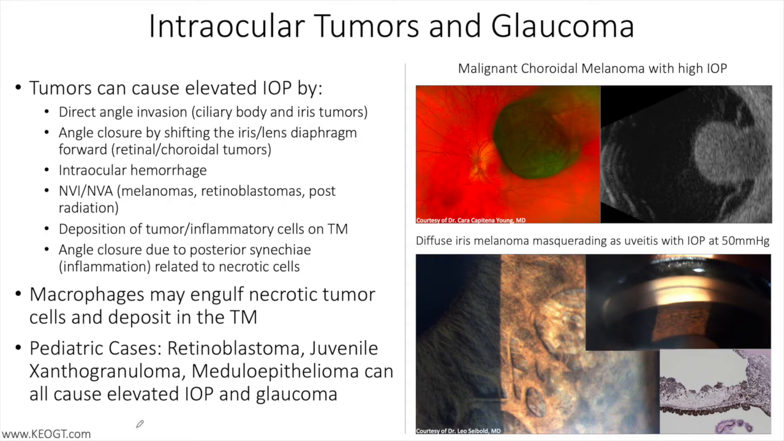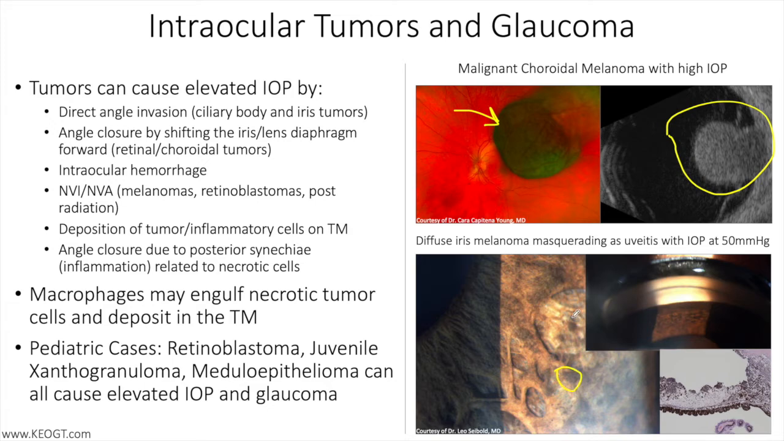I placed a few pictures here on the right-hand side to give you an idea of the different tumors that can be associated with elevation in intraocular pressure. Choroidal melanomas can cause elevated intraocular pressure through multiple mechanisms, both through release of pigmented cells, as well as through a mass effect, pushing the lens iris diaphragm forward. This is an ultrasound showing you this mushroom-like appearance of the choroidal melanoma.